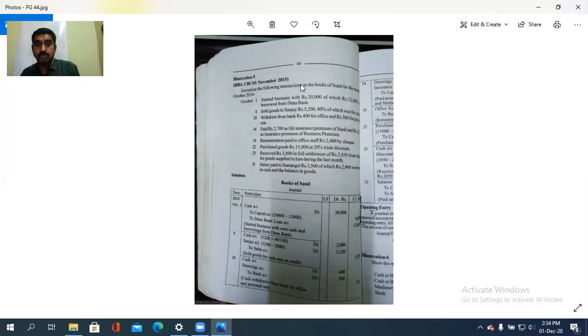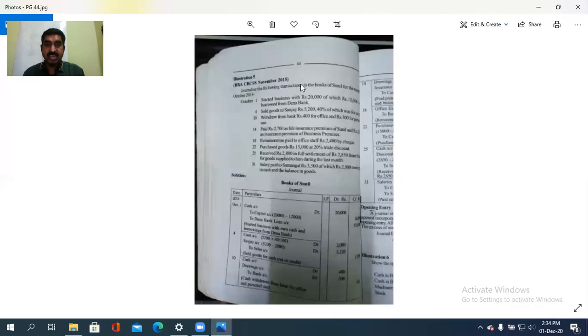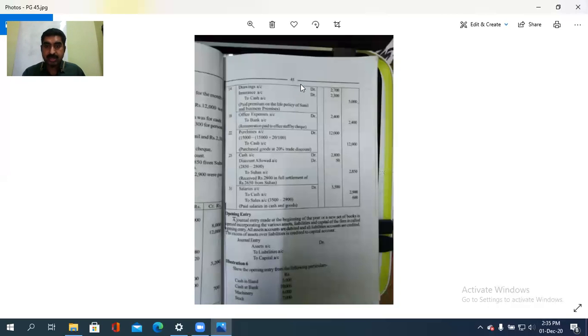So to sales, because it is treated as sales. So salary account debtor 3,500 to cash it is 2,900 and the balance in goods. So it is sales, it is the concept of selling to him. So that is to sales, that is the difference between 3,500 and 2,900, that is 600.